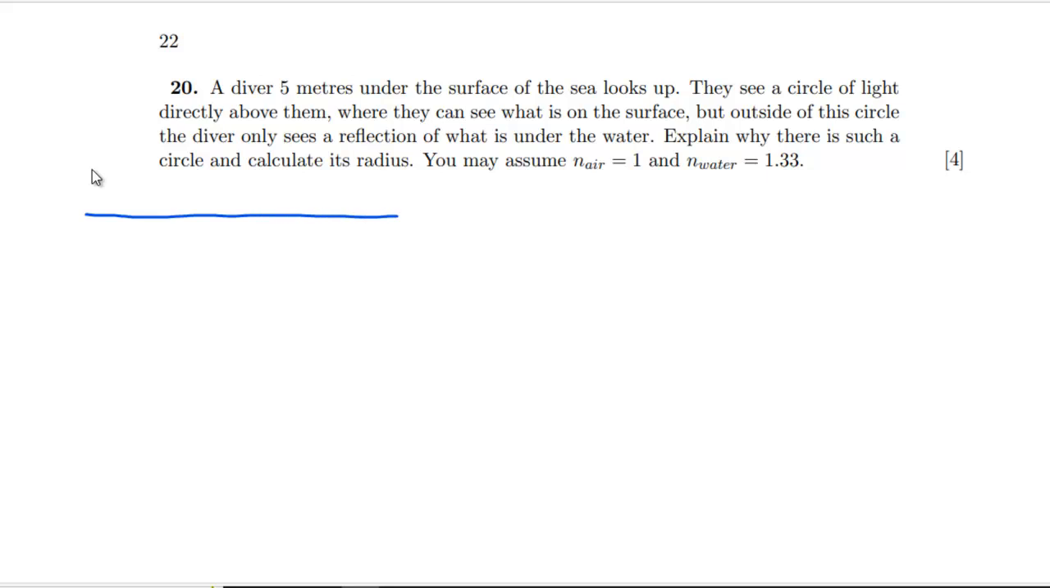So if that's the surface and you've got the diver down here at this depth of 5 meters, then what's going to happen is you're going to get some critical ray, aren't you, where you're going to get total internal reflection at the surface. That's where we've got our critical angle going on there, same on the other side. So you're going to want to say that, at some point, how have they phrased this? See a circle of light directly above them.